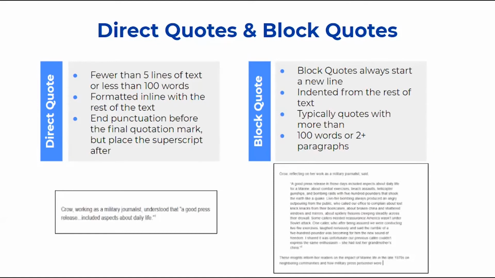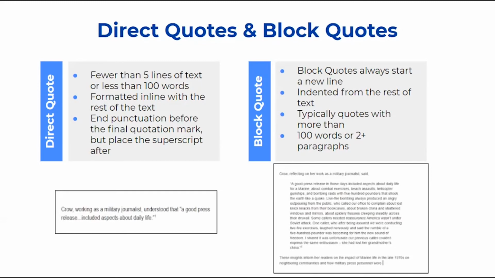Yeah, so that was kind of all for our examples, but there are a few quirks of Chicago that I would like to go over before we sort of wrap up. And that's the difference between direct quotes and block quotes. So Chicago manual is quite specific about this. If you're quoting something in your paper and it's fewer than 5 lines of text or less than 100 words, then it's fine to make it a direct quote.